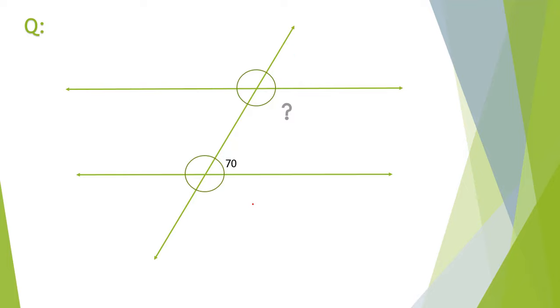Let's solve this problem with our knowledge of alternate interior angles. These two are alternate interior angles. And if this is 70, the other one is also 70. Now these two angles are on a straight line. They are supplementary angles. So 180 minus 70, 110 degrees.